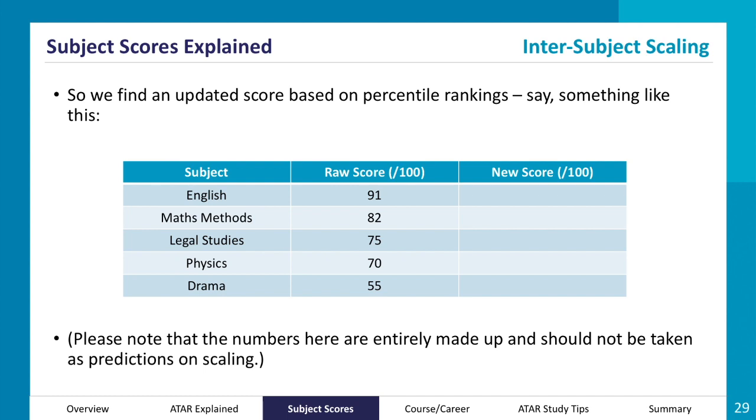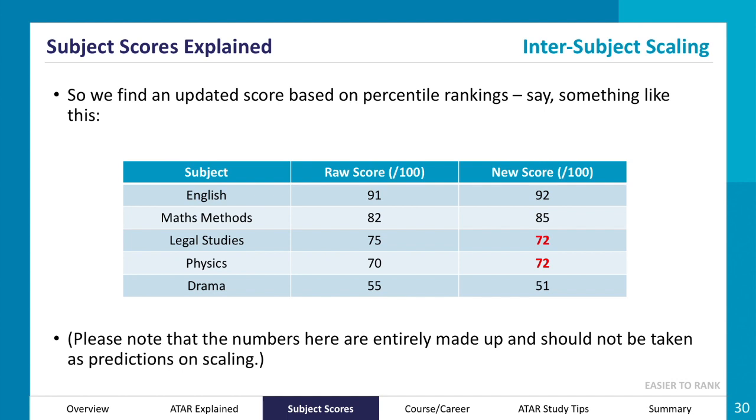So if you have a look at this student's results, 91 in English, 82 in methods, 75 in legal, and so on and so forth. What we do is we take, for example, that 91 in English and compare the 91 in English to everybody else studying English across the state. And what we might find is the 91 in English might place them at the 92nd percentile across the state. That is, they outperformed 92% of their competition. Whereas an 82 in methods might have meant that they outperformed 85% of their competition, and so on. And you can see those new scores in that third column of the table.